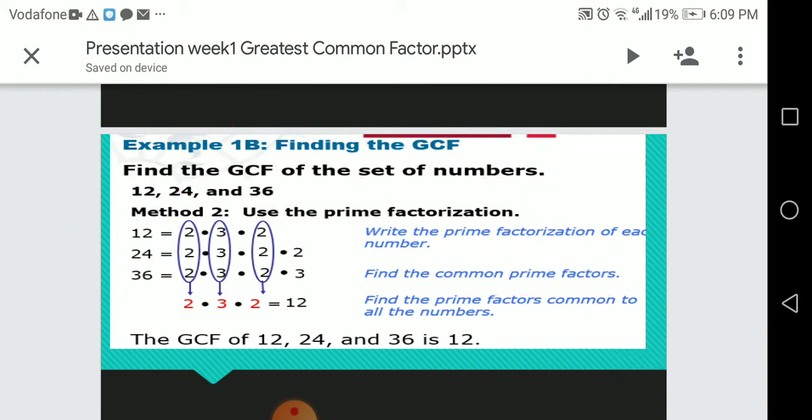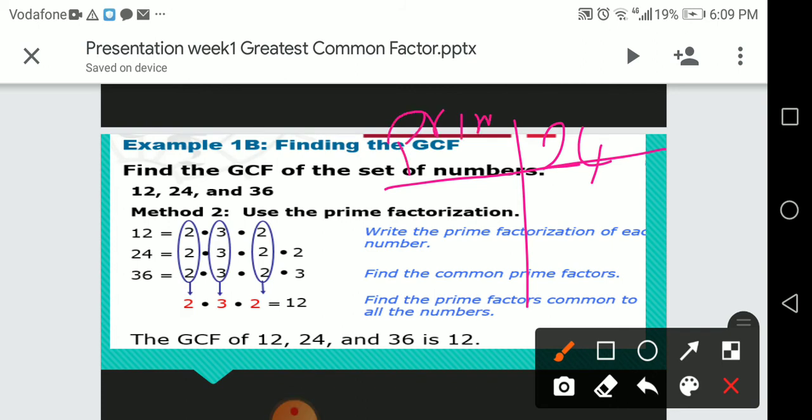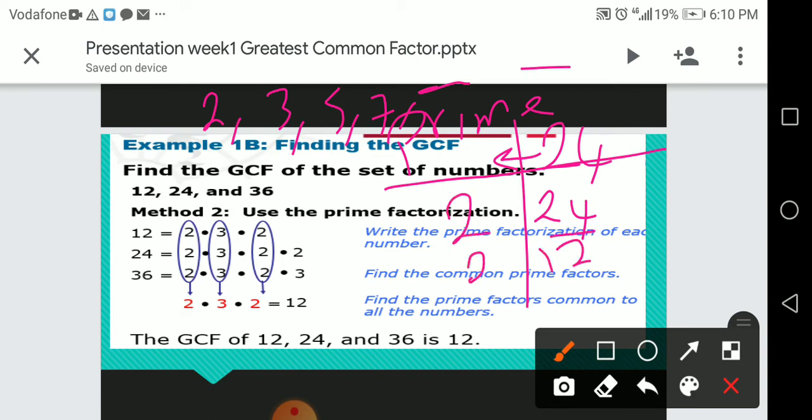What about 24? I will do it by the same prime factorization, guys. So 24, I will write it up, and here the prime numbers that I'm going to divide on. Let's write the prime numbers up here: 2, 3, 5, 7, and so on. 24 divided by 2 gives me 12. Divided by 2 gives me what? 6. Divided by 2, 3. 3 divided by 3, 1.